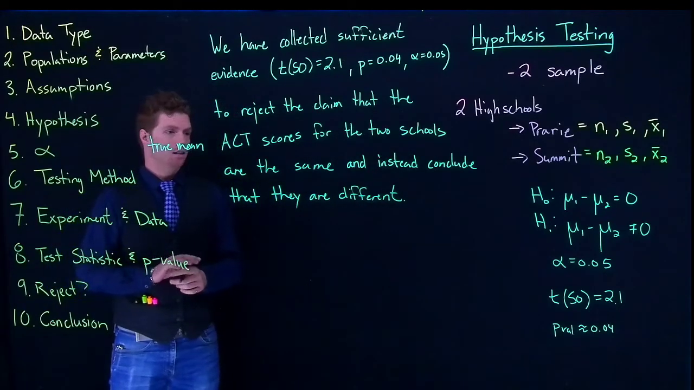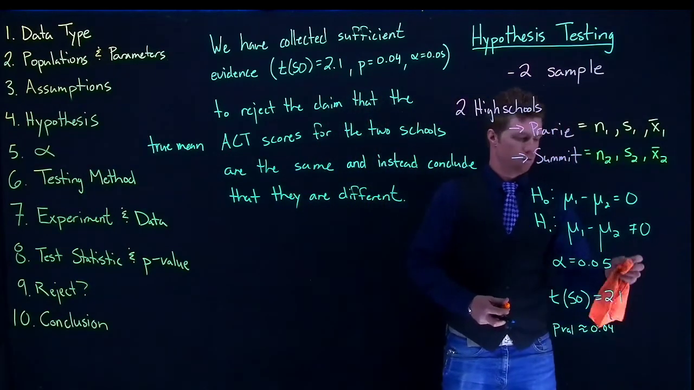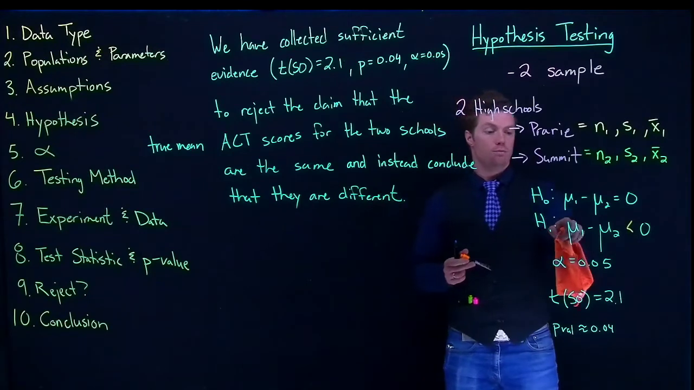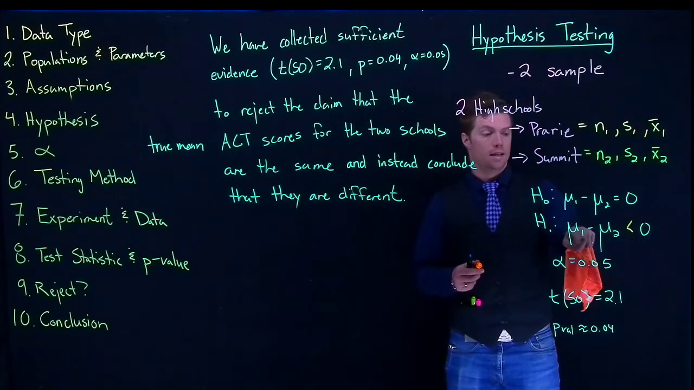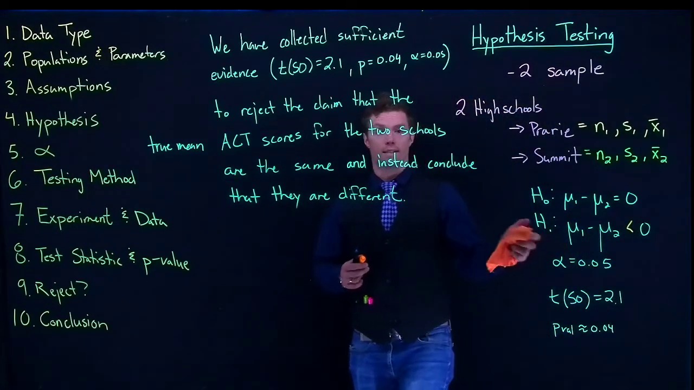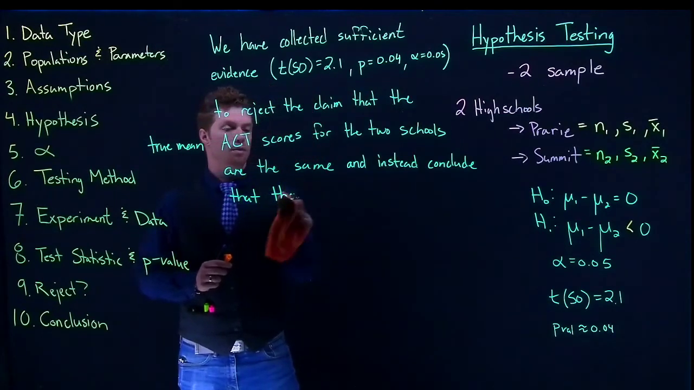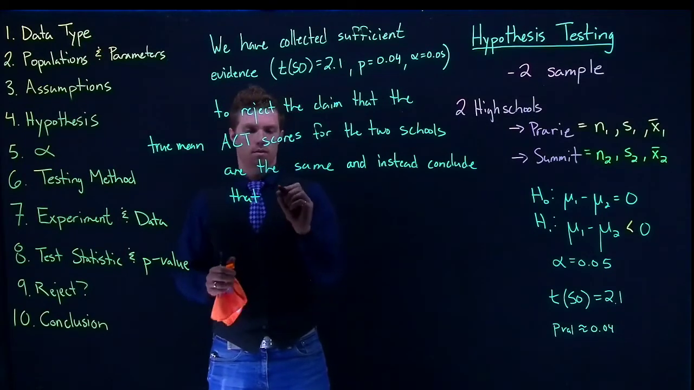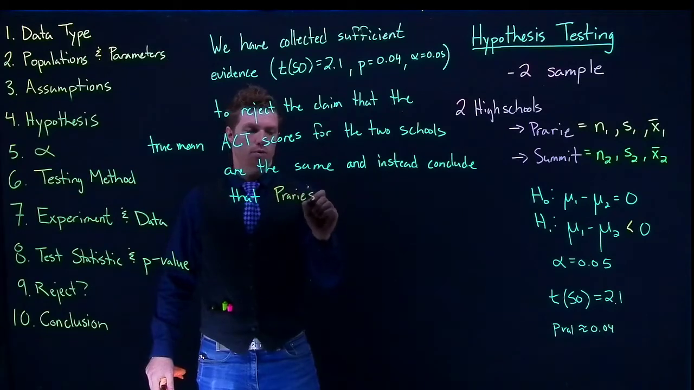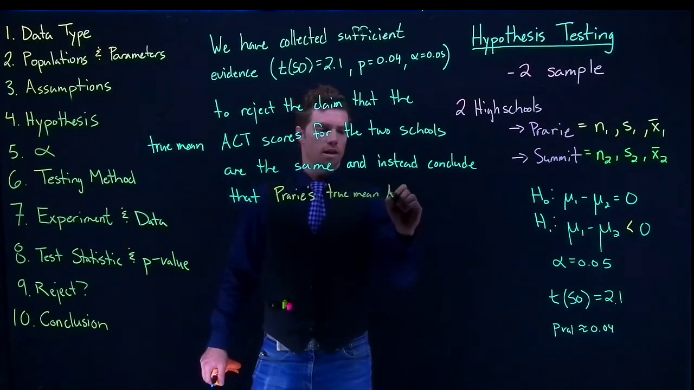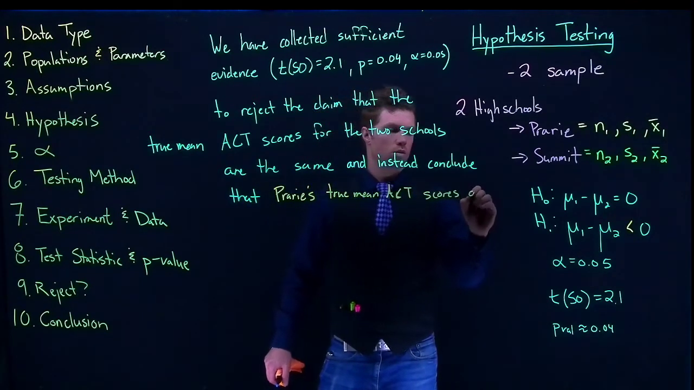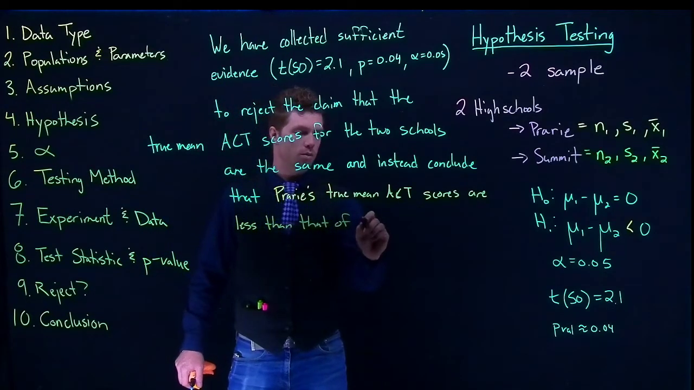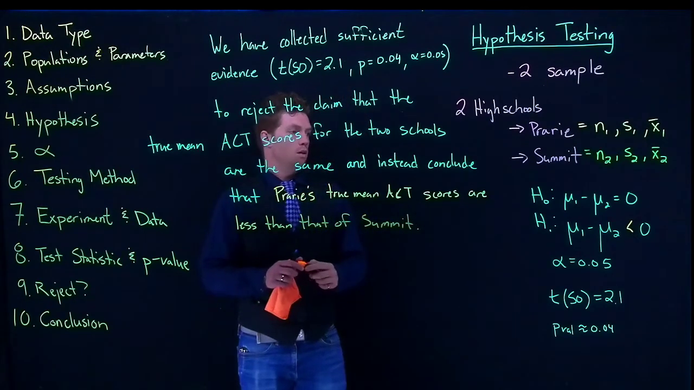Now, had I stated something like this of being less than zero, if mu1 minus mu2 is less than zero, it means that mu1 is smaller than mu2. So if I did that, I'd be able to make a different conclusion. I'd be able to say that we have Prairie as 1, so that Prairie's true mean ACT scores are less than that of Summit. Okay, so that's if I had less than.